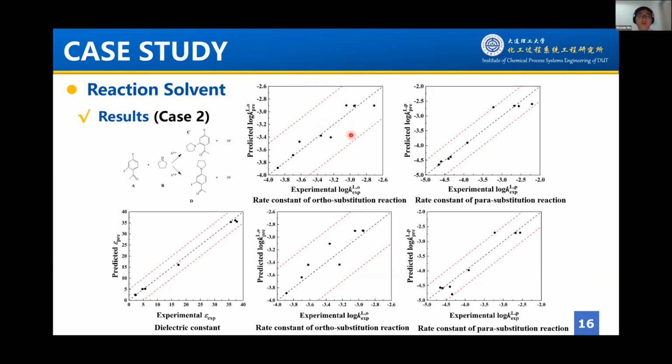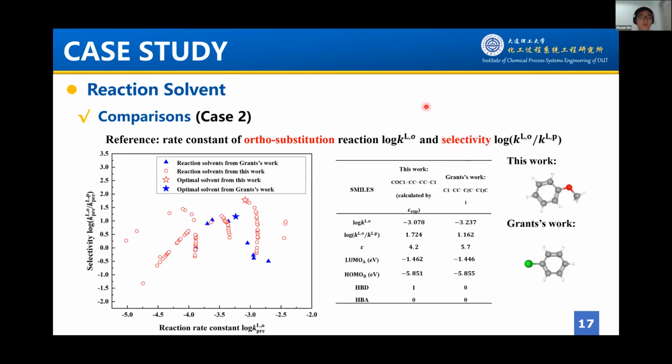The results in the first row are the substitution and parallel substitution calculated by the experimental dielectric constant, while the second row are the results calculated by the dielectric constant predicted by our deep learning model. Although these results are not better than in the Mannich reaction, the R-square criteria are all about 0.8. So we can say it's also accurate enough. And with the framework, we find the optimal solvent.